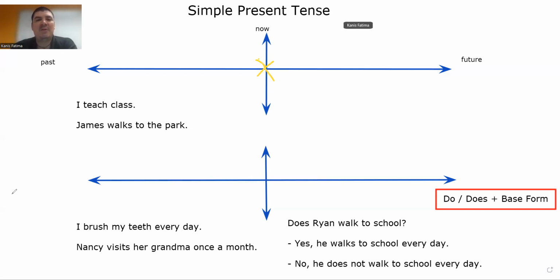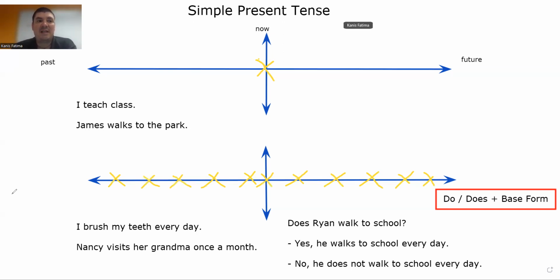Now, the other time we use simple present tense is to talk about what's called regular or habitual behavior, things that happen on a regular basis. They happen in the past, they happen right now, and they also happen in the future. For example, I brush my teeth every day.